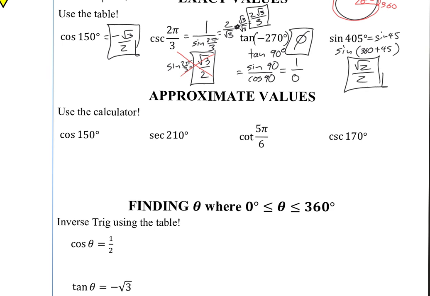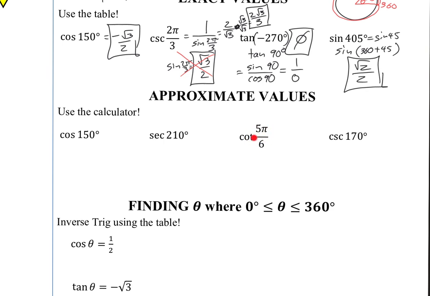Approximate values means we're going to use the calculator. But I want to point out something to you. Notice that this is degrees, this is degrees, this is degrees, but this one is not. That means this one, when you use your calculator, you're going to need to be in radian mode. Radian mode. It's pretty simple.